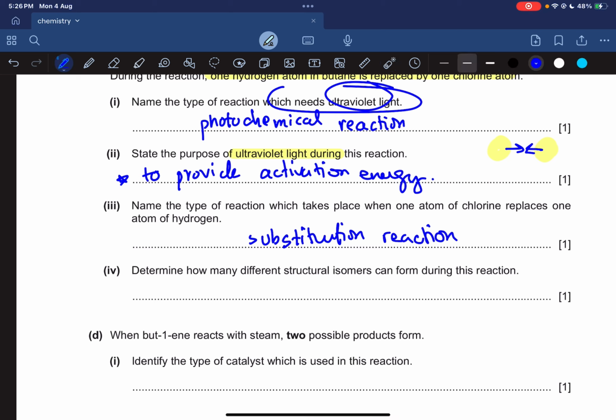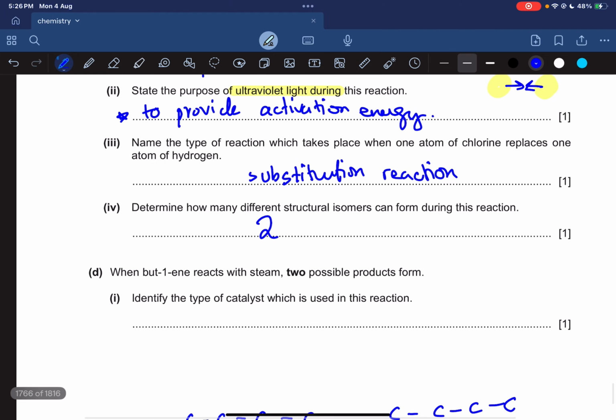Determine how many different structural isomers can form. Only two. When butene reacts with steam, two possible products can form. It can be butan-1-ol or butan-2-ol. Identify the type of catalyst which is used. We basically use phosphoric acid catalyst, so you can only write acid catalyst. That's also going to be considered correct.